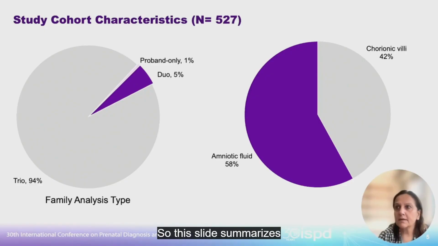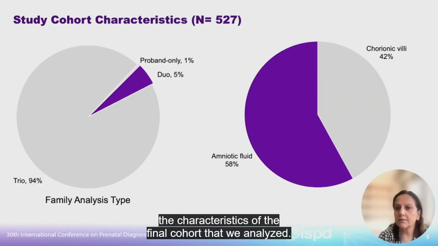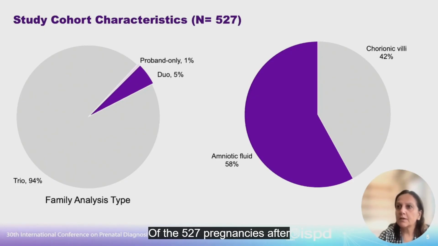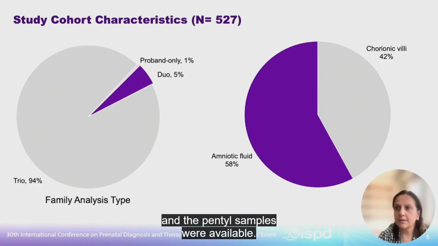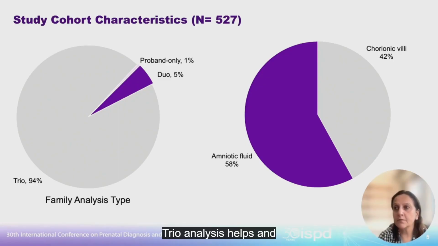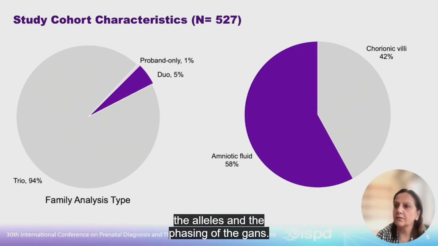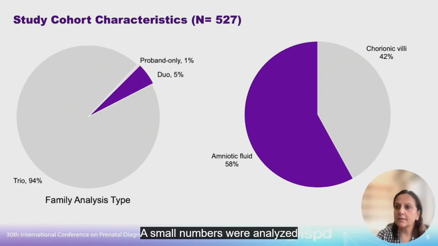This slide summarizes the characteristics of the final cohort that was analyzed. Of the 527 pregnancies, after excluding the high a priori monogenic risk cases, most were analyzed as trios, where both fetus and the parental samples were available. Trio analysis improves interpretation because you can determine the inheritance and the phasing of the variants. Small numbers were analyzed as duos or proband-only cases.